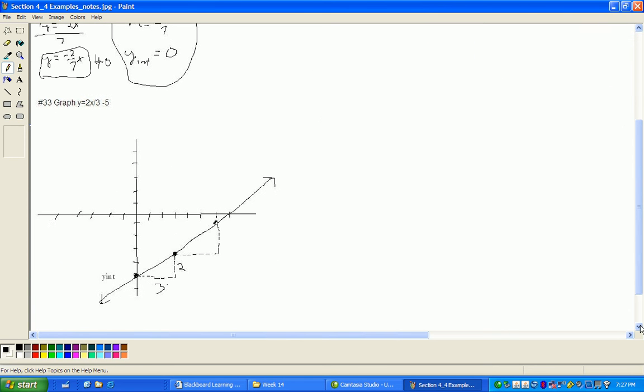They want us to graph y is equal to 2/3 x minus 5. The first thing we do is locate the point on our y-intercept, and it's negative 5. So here we plot 0, negative 5. So we put that point first.